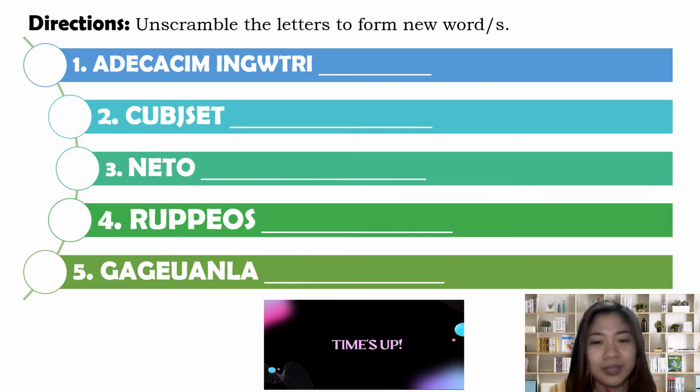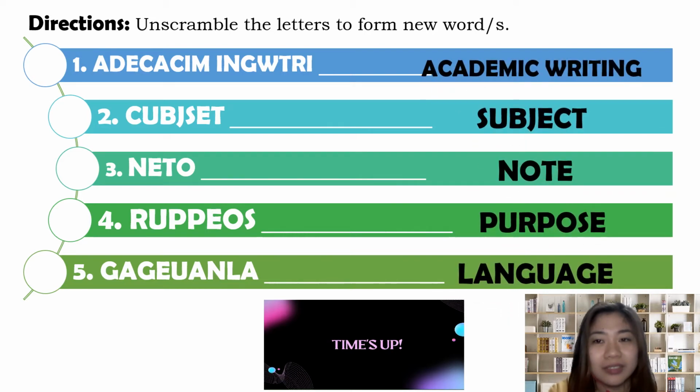Okay, time's up. Let us reveal the answers. So, kindly check if you have guessed the correct answers. Okay, so the first one. The correct term that we're looking for is academic writing. Number 2, subject. Number 3, note. Number 4, purpose. And number 5, language. Okay, so let us proceed.